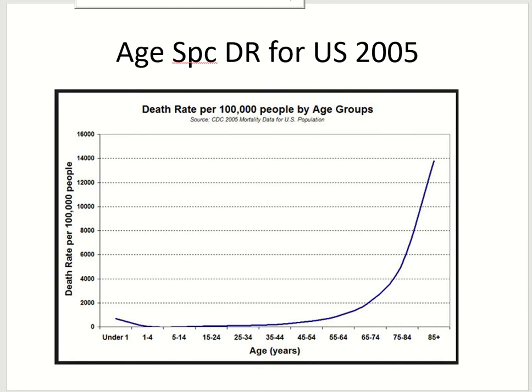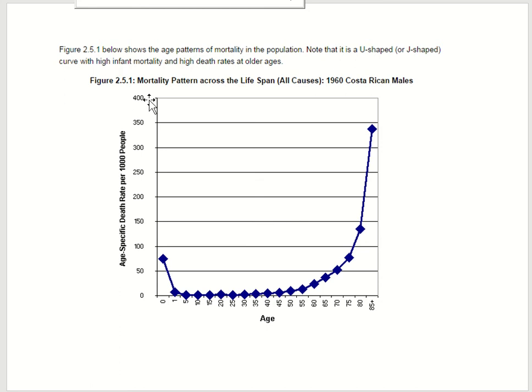I think I also have another one right here. This is the mortality pattern across the life span, and this is for males in Costa Rica, 1960. Still a good example. Even if it's only male, it doesn't matter. You're seeing the U or maybe J-shaped distribution: it starts up high, drops down, flattens, and then picks up towards the older age groups, which I think is something that we already expect.